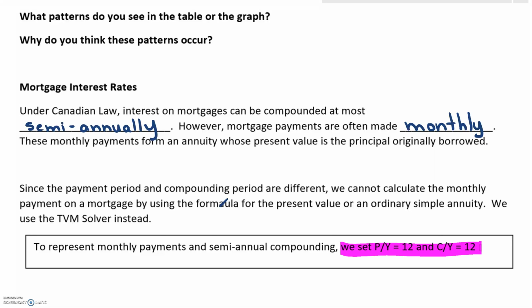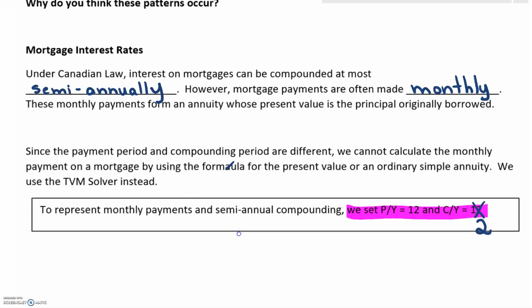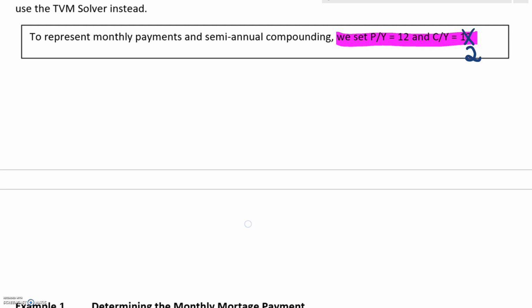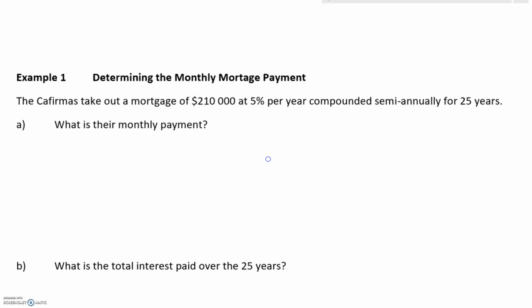That's not right. Sorry. The payments per year, since it's monthly, is 12 monthly payments per year. But this one here is actually an error. The compounding period per year should be semi-annually, which represents just the number 2. So make sure that you fix that. That'll change your answer if you don't put the compounding period at 2.